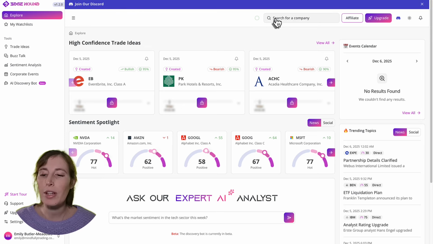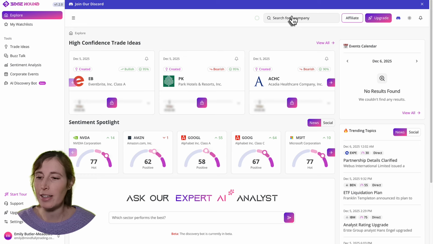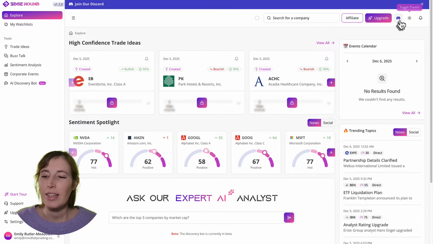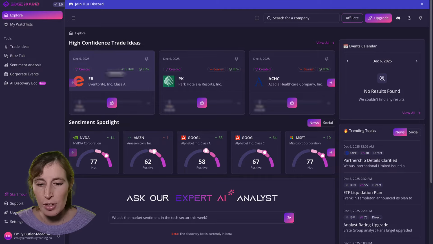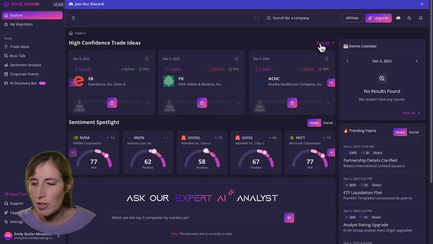Along the top here, we can search for a company if we want to get straight in and we have something in mind. A couple of different options relating to the account. The Discord button, there is the theme button here, so there's light mode or there is dark mode, and then there is a notifications button. So at the top, we've got high confidence trade ideas, which gives a selection of some of the trade ideas that are looking to be particularly confident for certain companies, and we'll go into those in just a moment.